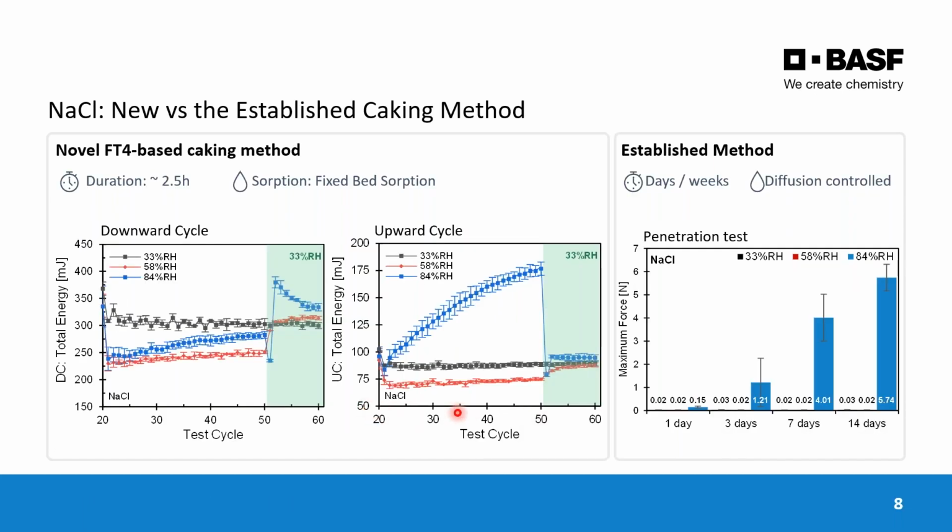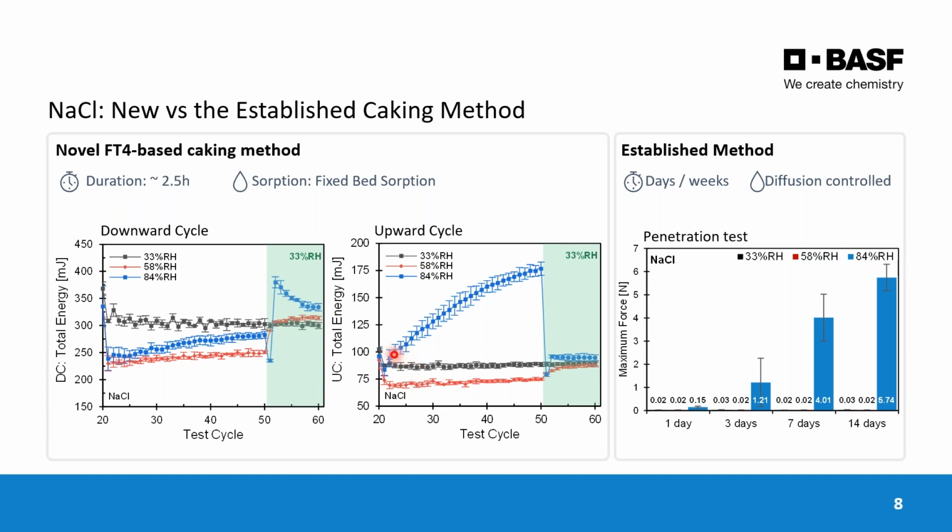So this is an experiment where we have humidified air passing through the sample, and we're measuring the flow energy. How much energy does it take for the blade to go through? In this case, the blade is coming up. What we can see is that at 33% and 58%, the energy does not change at all for my 50 cycles.